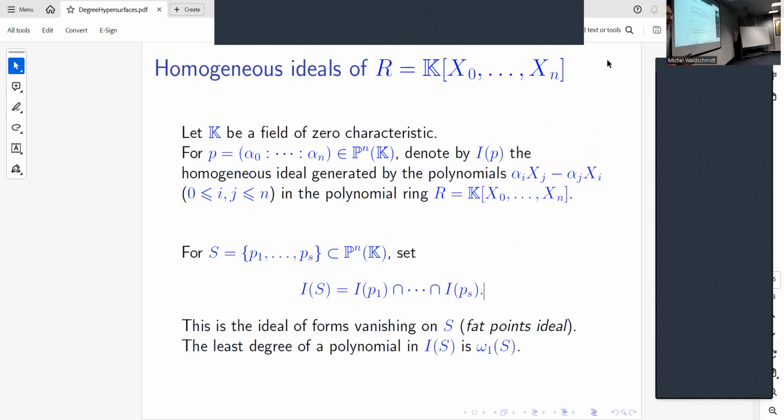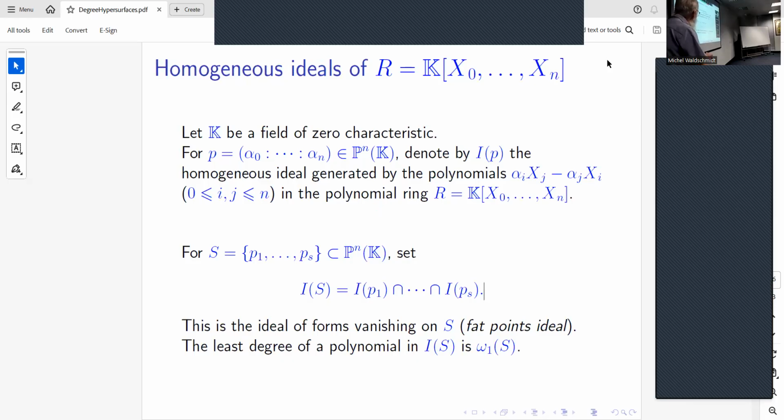What I explained for points is a special case of a more general result, which deals with homogeneous ideals. We are in characteristic zero. We take the ring of polynomials in n plus 1 variables, and we take homogeneous ideals. So you have a point in projective space, and you look at the homogeneous ideal generated by the polynomials which vanish at the point P.